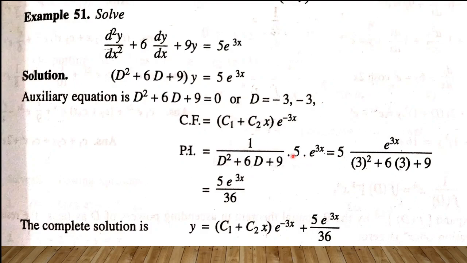What is RHS of the equation? 5 e to the power 3x. 5 is constant, keep it as it is. Compare this e to the power 3x with e to the power ax. What is the value for a here? 3. Replace every D by 3. So 3 square plus 6 into 3 plus 9. Solve it. 5 upon 36 into e to the power 3x is the simplification. 9 plus 18 plus 9, 18 plus 18 is 36.